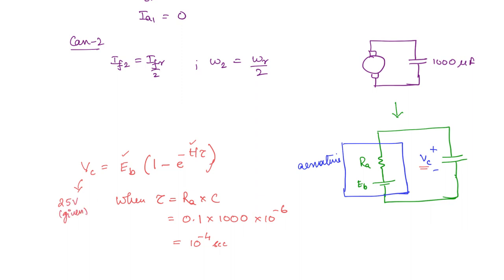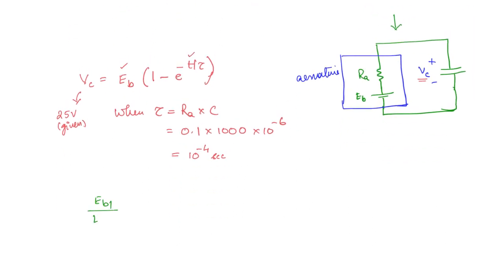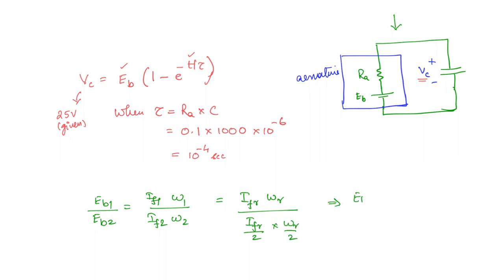So EB we can find from cases 1 and 2, right? So EB1 by EB2 is equal to phi 1 into omega 1 divided by phi 2 into omega 2. Since the flux is proportional to the field current, we can also write as IF1 and IF2. So this we have written as IF1 is the rated field current, speed is rated speed divided by half the rated field current into half the rated speed. So this will give you EB1 by EB2 is equal to 4.